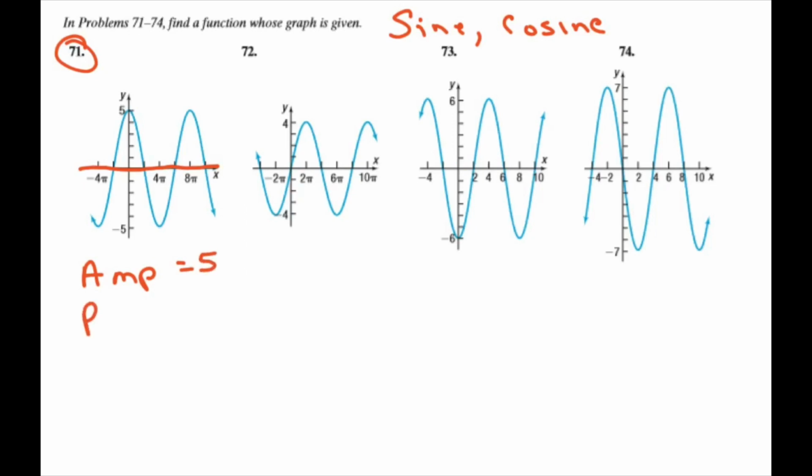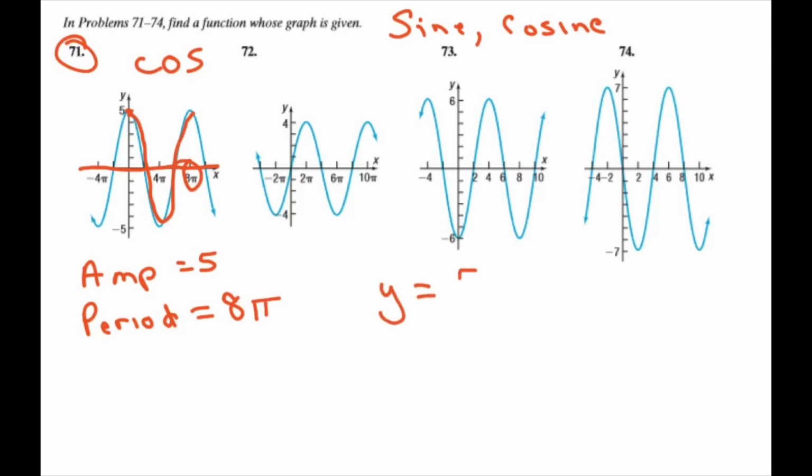My period, that's where it makes a complete wave for cosine, and this is cosine, by the way. It starts here, a complete wave ends right there at 8 pi. So the period equals 8 pi. So we want to write, it's positive, so there's no reflection, so y equals 5 cosine of omega x. And to find omega, we know our period, which is T, is 8 pi.